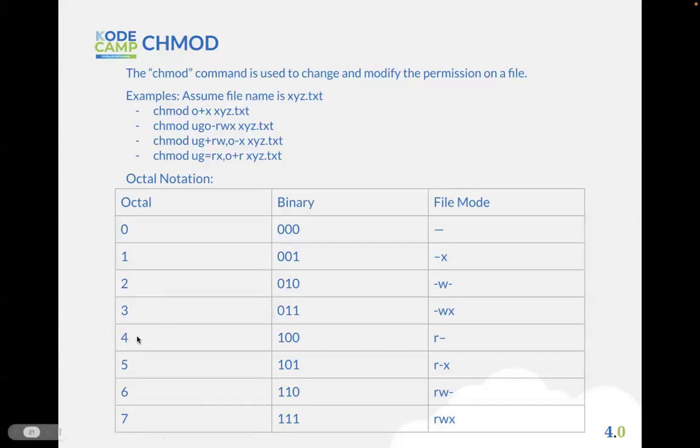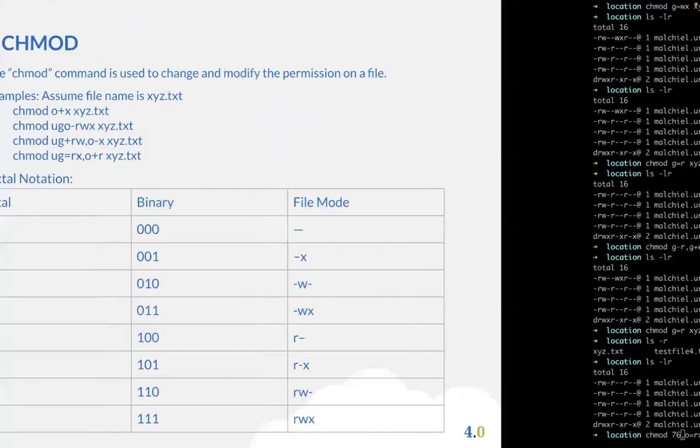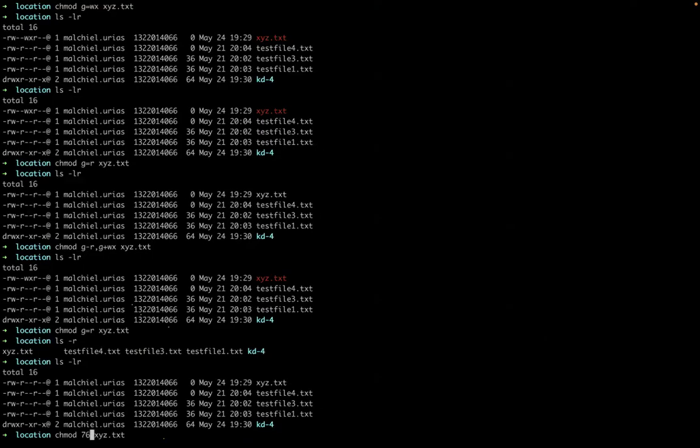No, not 4. I'm not seeing RX on your file mode. But RX will now be, wait, just keep the binary. Let me check it out. The first one is read. The second one is write. The other one is execute. So RX should be 101. So 5. Wonderful. So we have 765.